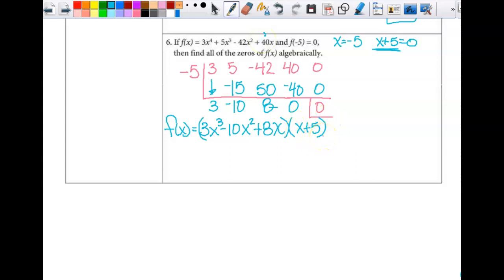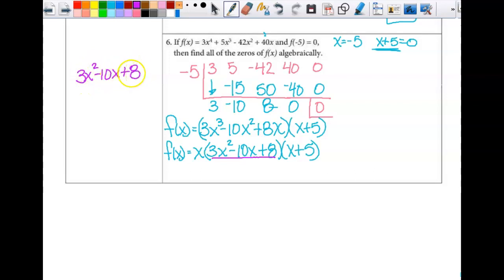I need to keep going with the factoring. In the part that I have left here, I have a GCF of x. So I'm going to factor that out. I'm going to factor out that x. That leaves me with 3x squared minus 10x plus 8. And then I still have this x plus 5 here. Then this part right here, I need to factor. So I'm going to go off to the side, and I have 3x squared minus 10x plus 8. I'm going to factor by grouping.